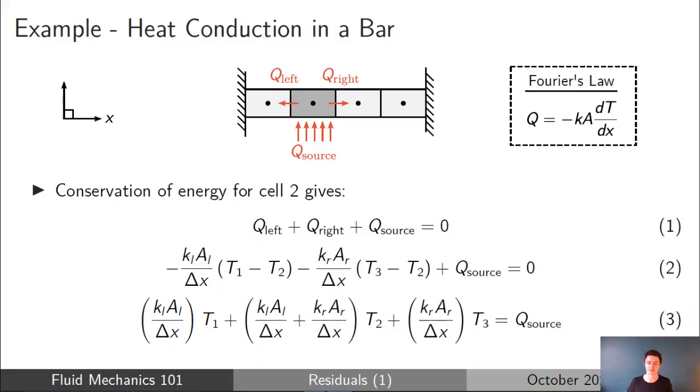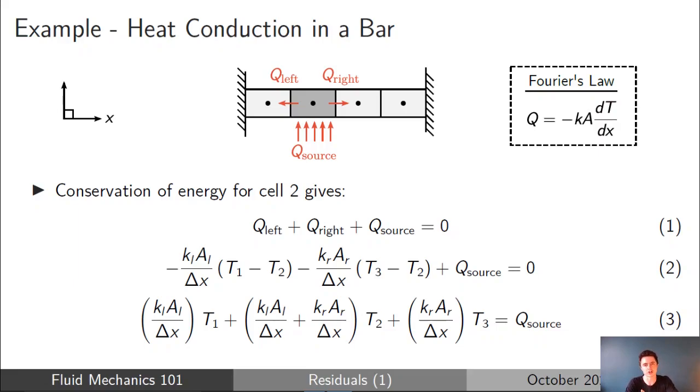So the heat flux across the left face plus the heat flux across the right face plus the heat source will of course equal 0. And then we can use Fourier's law and substitute in for the heat flux across the left face and the heat flux across the right face. And you'll notice there that we've assumed that the temperature profile between those two cell centroids is linear. So dT by dx will just be the temperature difference divided by the distance between those cell centroids, delta x. And then we have K and A, the thermal conductivity and the face area of that face of the bar. So that gets us to equation 2.